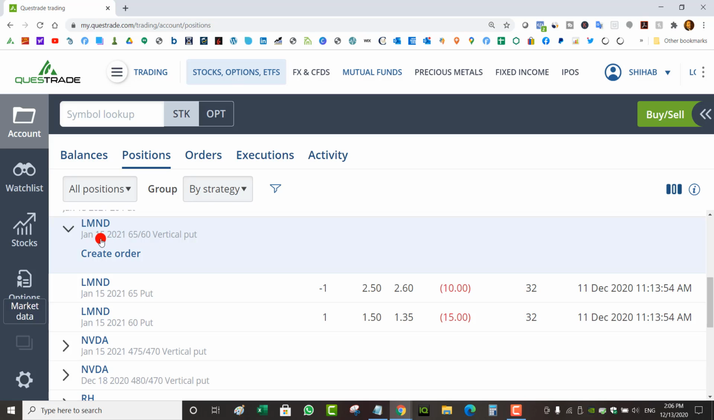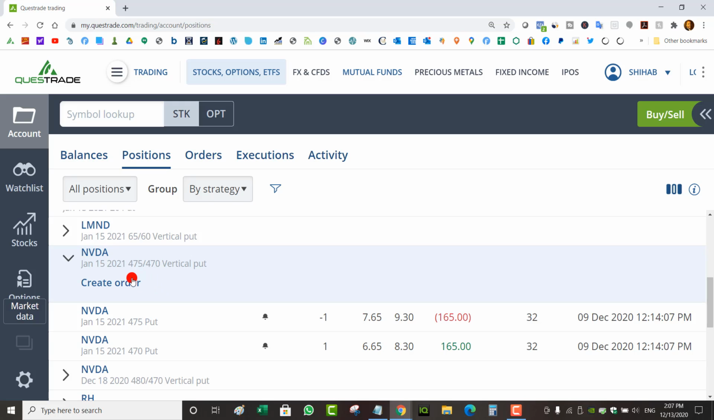So same concept. As long as Lemonade stays above 65 come January 15, I keep the premium of $1. Lemonade, I think, is trading in the 90s right now. So I'm pretty far away. But I still have a lot of time to go, 32 days, and anything can happen, right? The stock can decide to take a hard drop and maybe not recover.